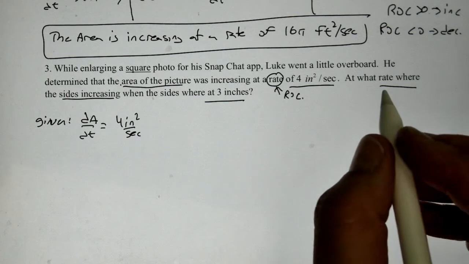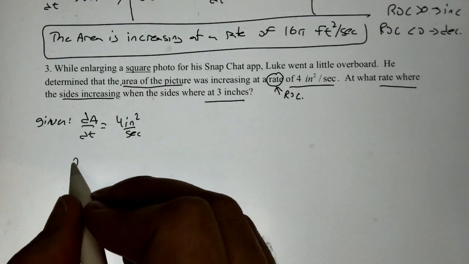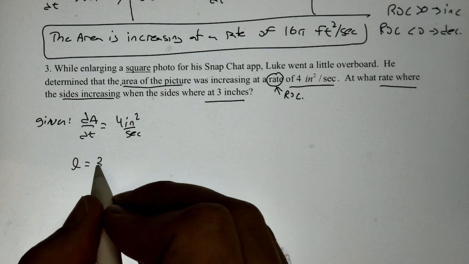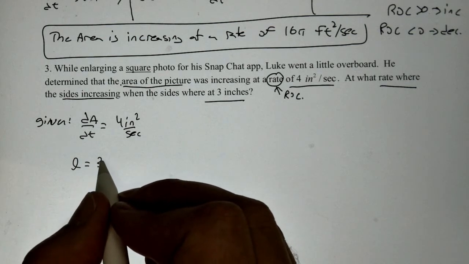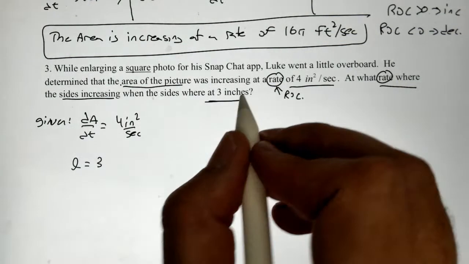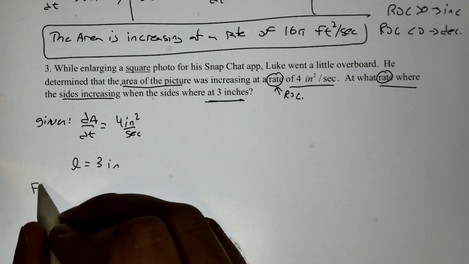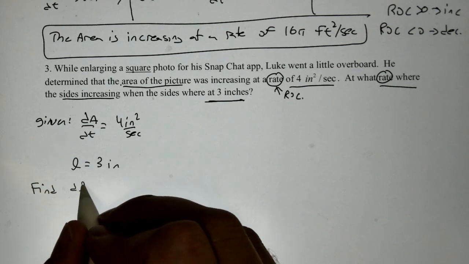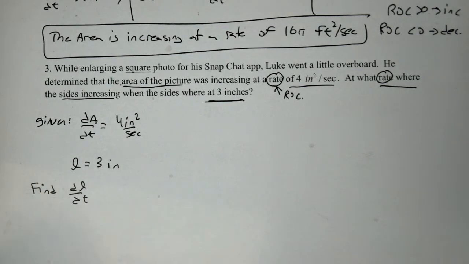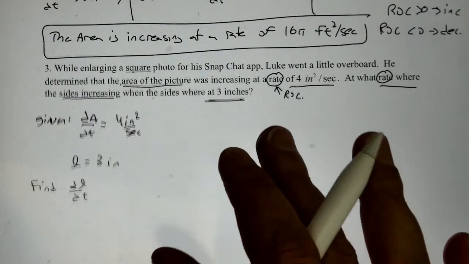Next, at what rate are the sides increasing? Well, what do we call the sides of a square? I don't know, I'll call it L. Are 3. So at what rate are the sides? So when the sides are at 3 inches, and we're asked to find the rate at which those sides are increasing, or what we want to call dL/dt. It's the change in the side length with respect to time.